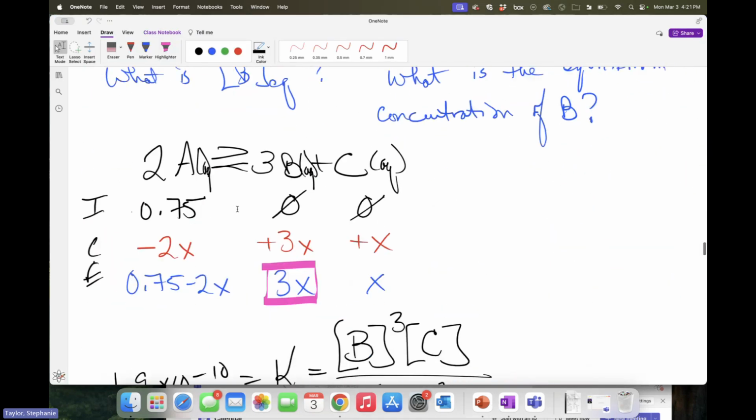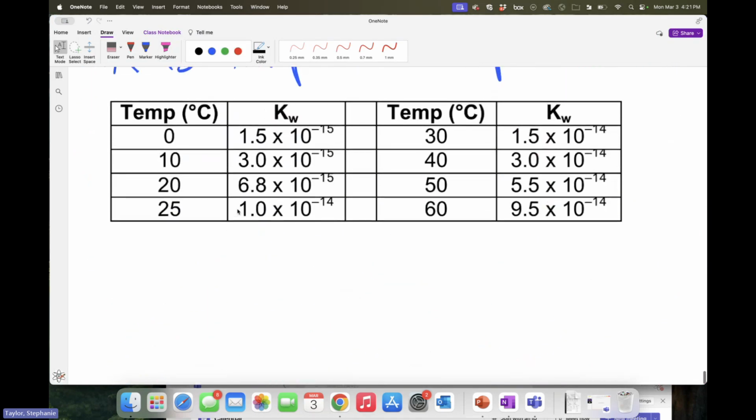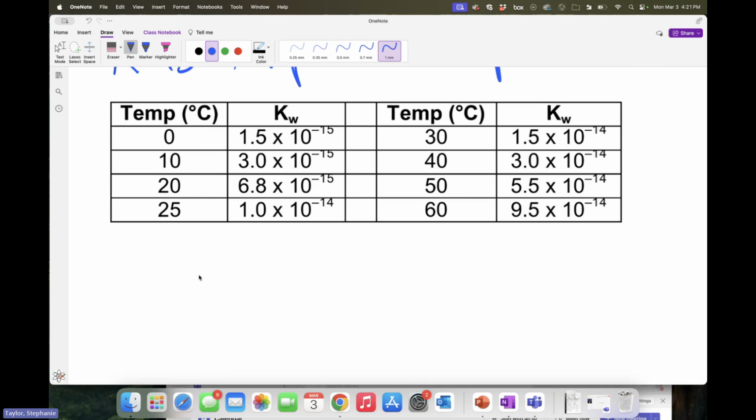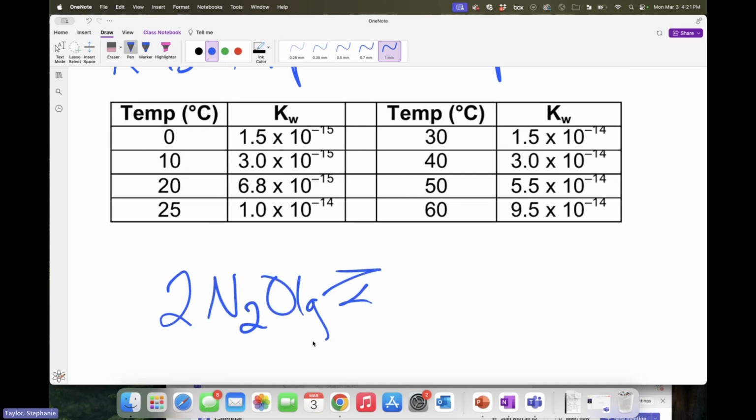But to do a change in volume, I need a different kind of reaction, because they need to be gases. I need gases.